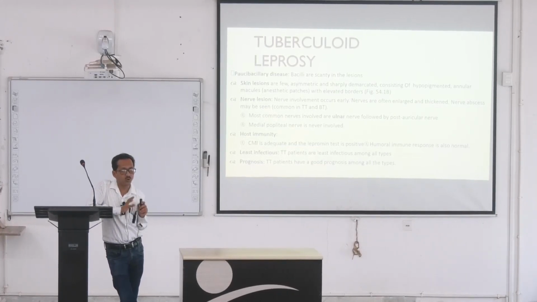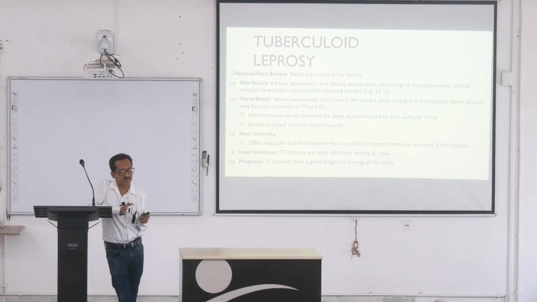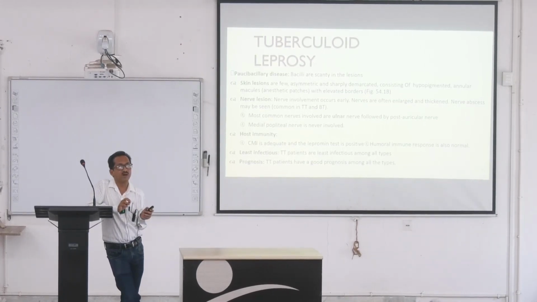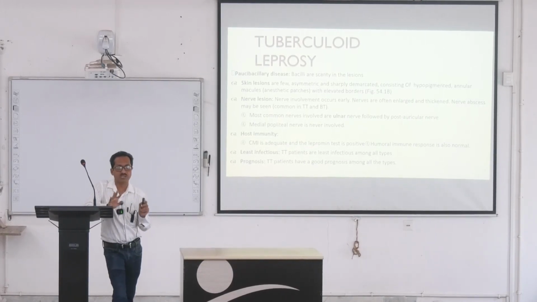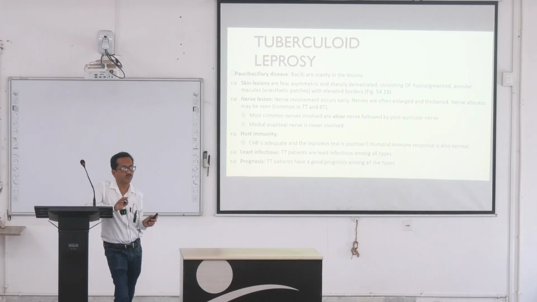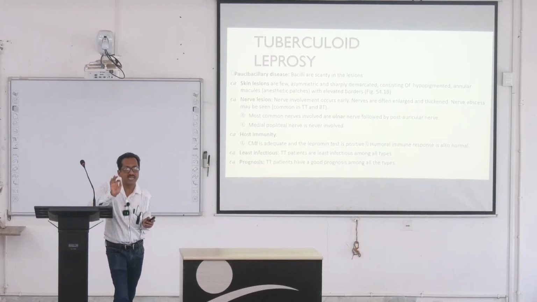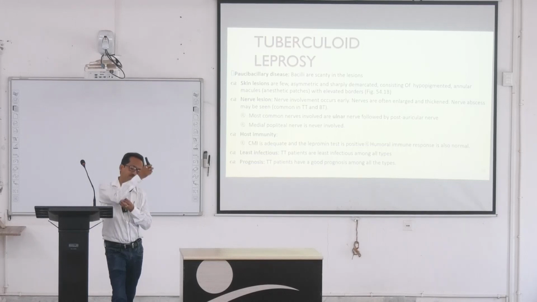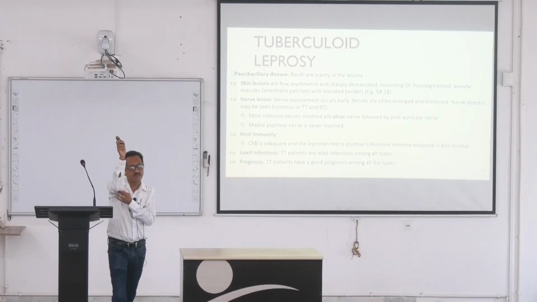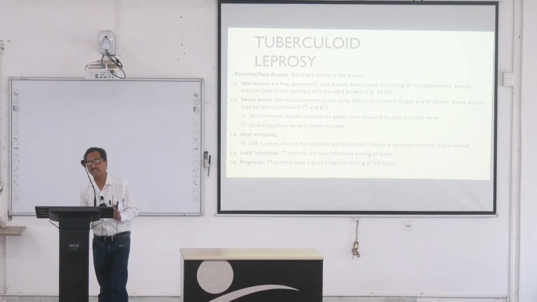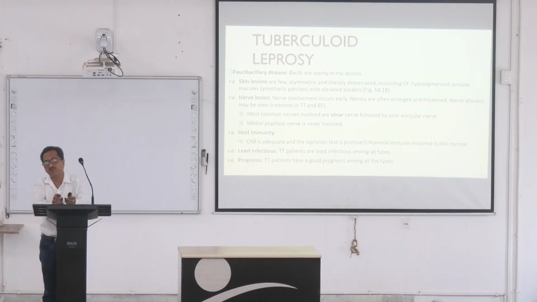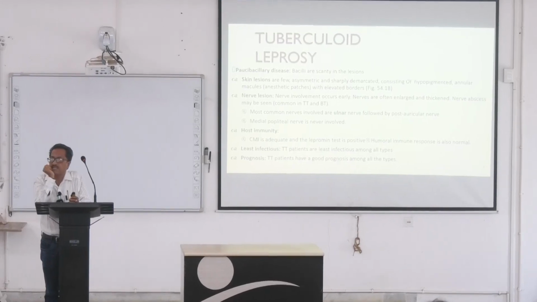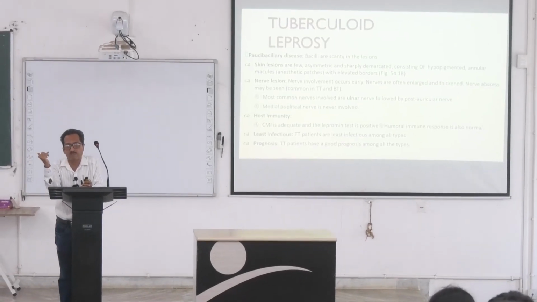Here CMI is good, so the lepromin test will be positive. How does it present? The patient may not present with hypoanesthesia or sensory neural loss. The patient may come to you with a complaint of a thickened nerve. You can palpate the ulnar nerve here, and you will see the thickened ulnar nerve. That is the initial manifestation of the pure neuritic type of leprosy. On histopathology, the features are more towards the tubercular type of leprosy.